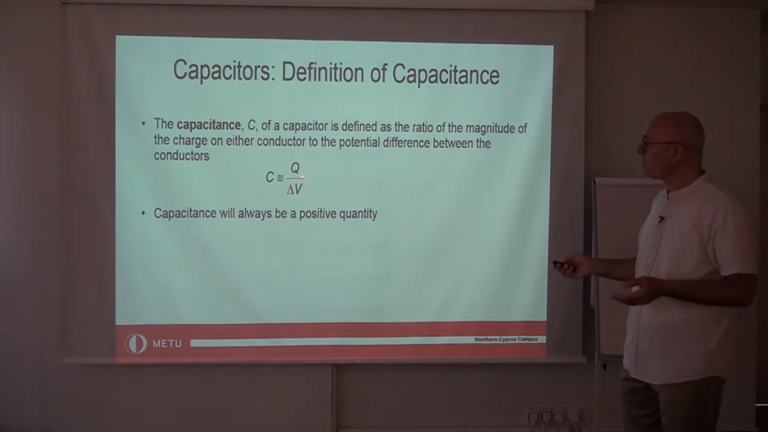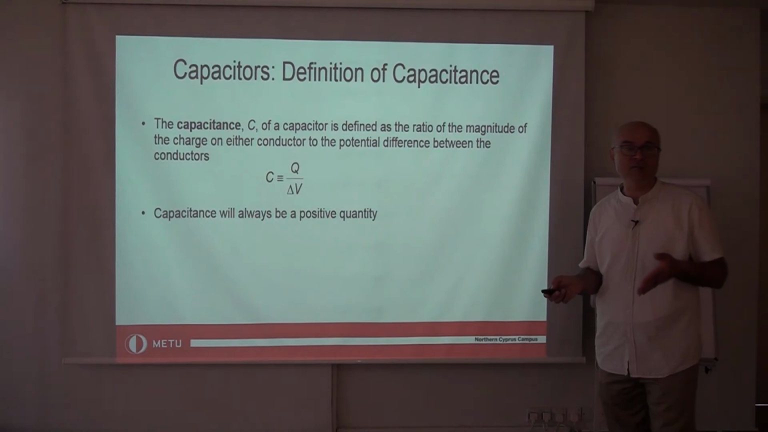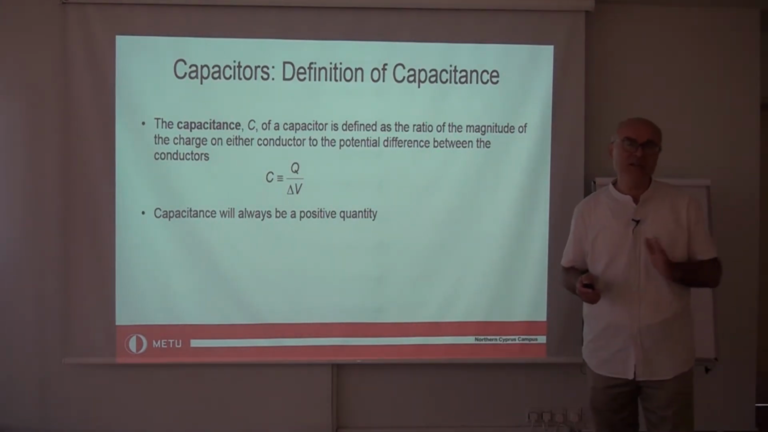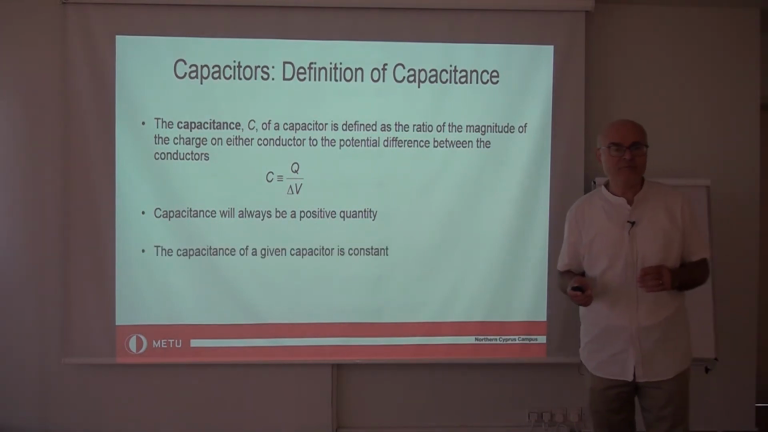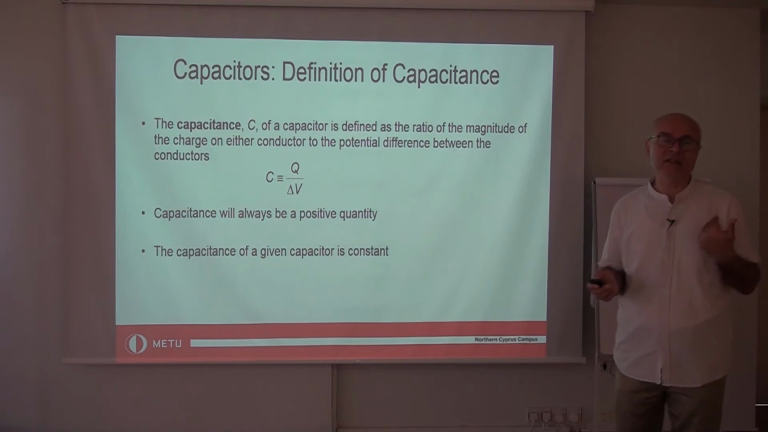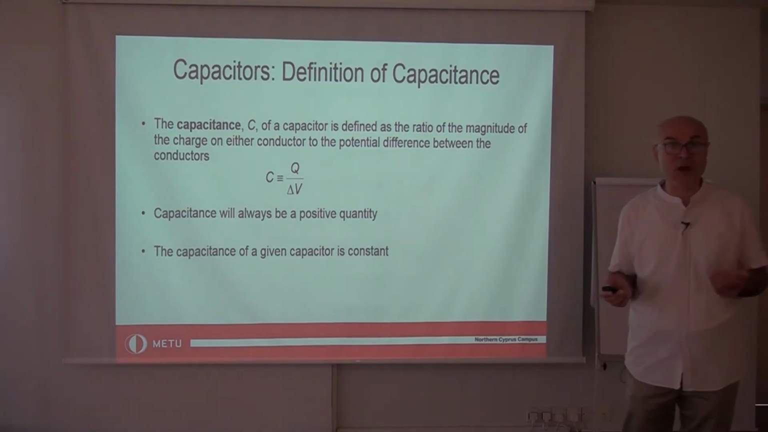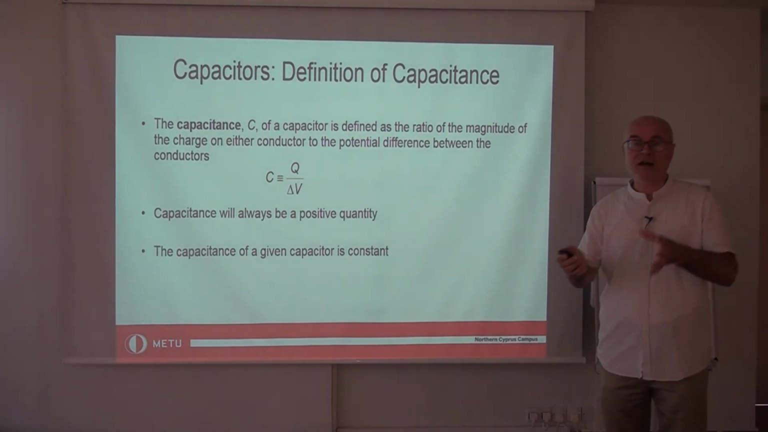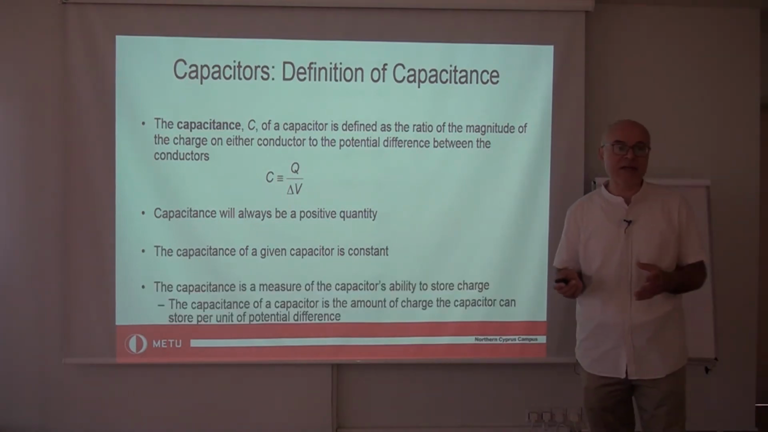Now, because I always substitute Q as positive and delta V as the absolute value of the potential, the capacitance is always a positive quantity. We don't have a negative capacitance. That has no meaning. And it's a constant, just like the case of one conductor. It's independent of Q and V. This is what I mean: if the dimensions of the capacitors are not changed and the medium is not changed, the capacitance remains the same.